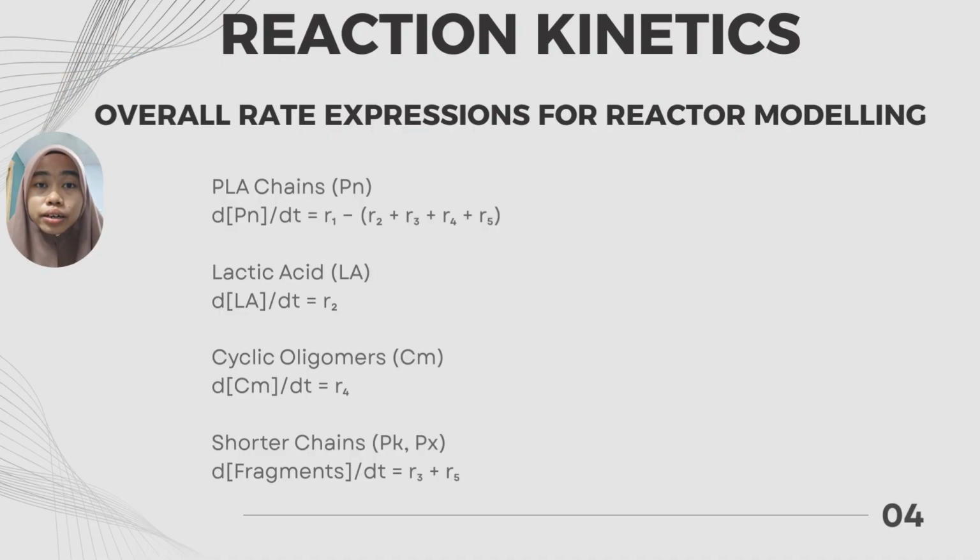So the overall rate of PLA is the main reaction minus all degradation pathways. Lactic acid comes from terminal hydrolysis, cyclic oligomers from backbiting, and shorter fragments from backbone hydrolysis and randomization. These expressions are directly used in our CSTR MATLAB model.